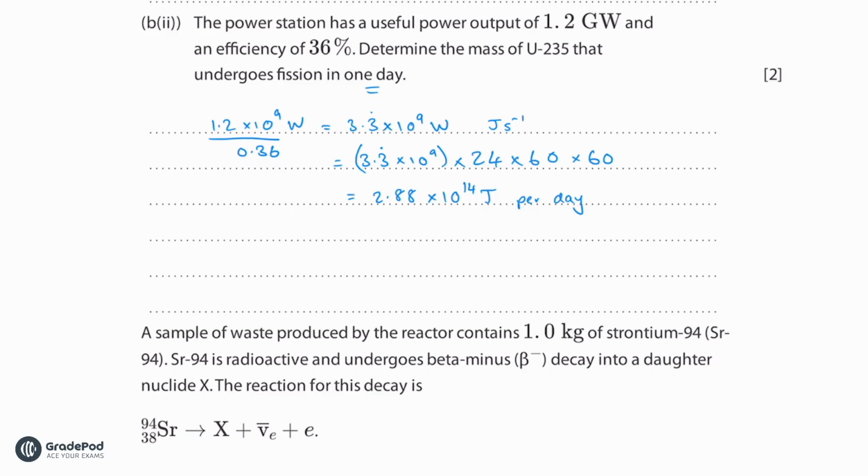And those joules are coming from the uranium fission reactions. We know that each uranium fission reaction releases 7.4 times 10 to the minus 13 joules. So to find the number of uranium that are required, we need to do 2.88 times 10 to the 14 divided by 7.4 times 10 to the 13. And that gives us 3.891 kilograms. I will give that to two significant figures, 3.9 kilograms.